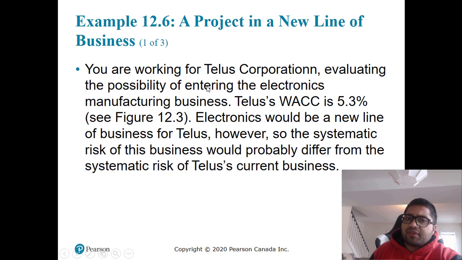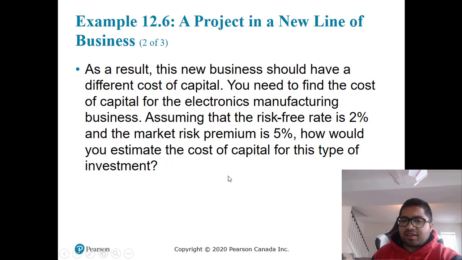Next, you're working for TELUS Corporation, evaluating the possibility of entering the electronics manufacturing business. TELUS's WACC is 5.3%. The electronics business would be a new line of business for TELUS. However, the systematic risk of the business would probably differ from the systematic risk of the current business. As a result, this new business should have a different cost of capital. So whenever a company is starting a new line of business, we should calculate the WACC for that new line of business and use it.